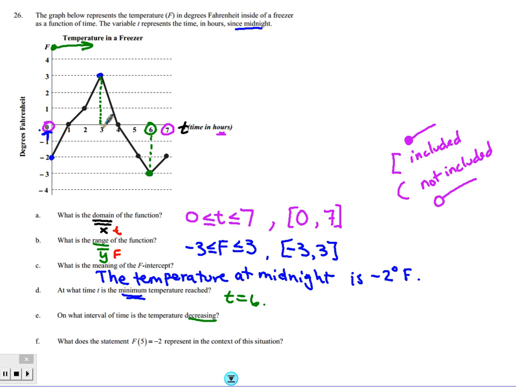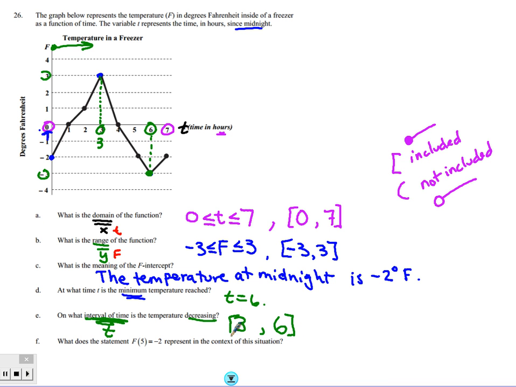But if you drop a line, it helps you see, we started decreasing after 3 hours. And we're decreasing, decreasing, decreasing, and then we stop decreasing, and we start increasing. So we already have that one highlighted. So between 3 and 6, that is the time when I'm decreasing. A lot of people want to say from this to that. So be careful. They're asking on what interval of time, so they're saying T, give me values of T when my temperature is decreasing. From 3 to 6 is when the temperature is decreasing. And we could say from 3 to 6, all the values in between.